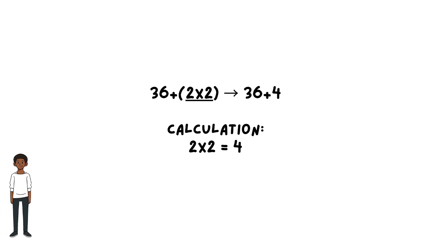Step 3. Multiplication takes priority over addition. So we multiply 2 by 2. 2 times 2 equals 4. Now our expression simplifies to 36 plus 4.